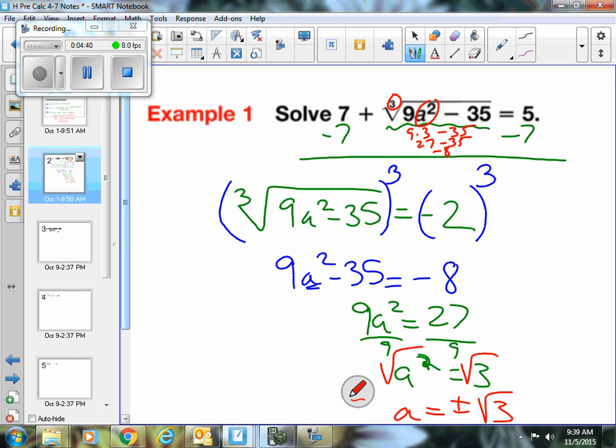Cube root of -8 would be -2. Negative 2 plus 7 gives us our 5. So both of those answers work out just fine. That's what I'm talking about. Check those answers, plug them back in, make sure that they're true.